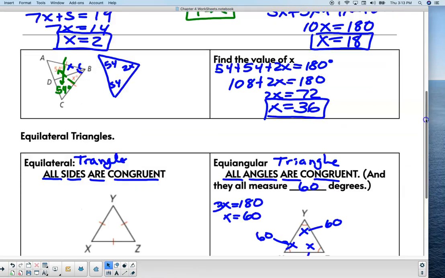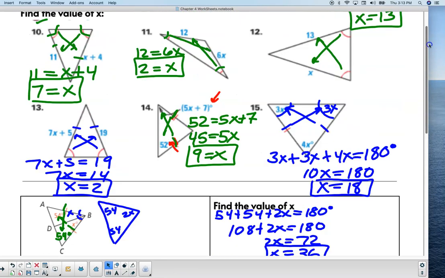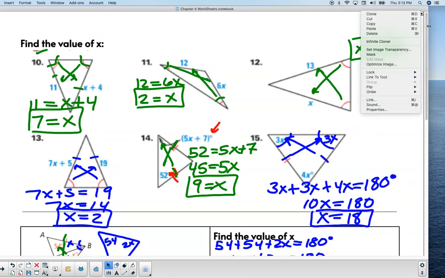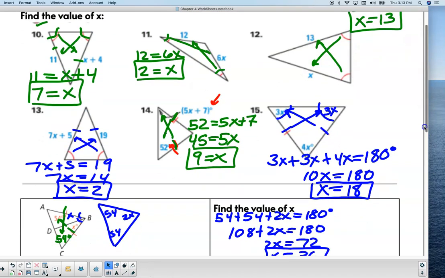Oops, sorry guys, I'm just flopping things up and down, and I just got to freeze this page. Lock in place.